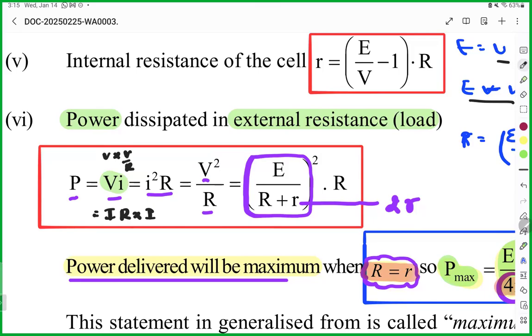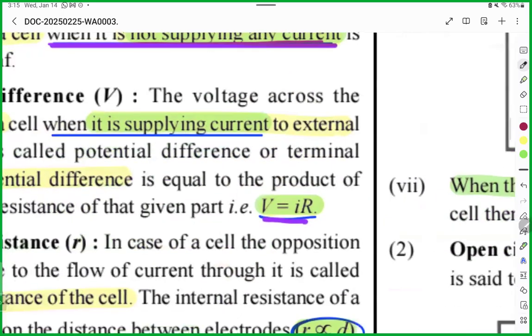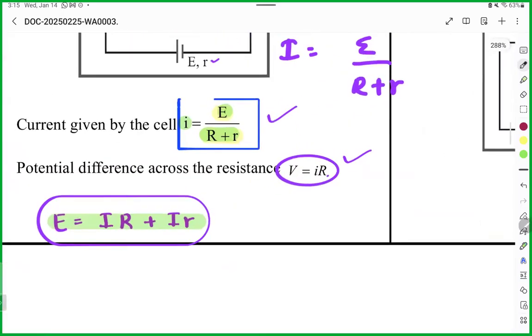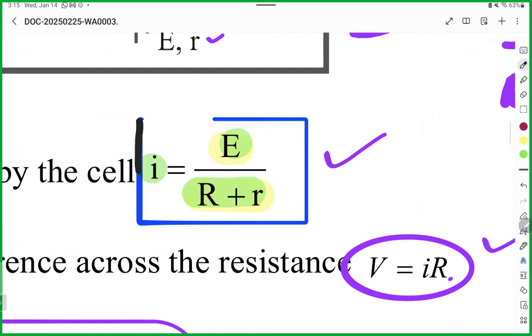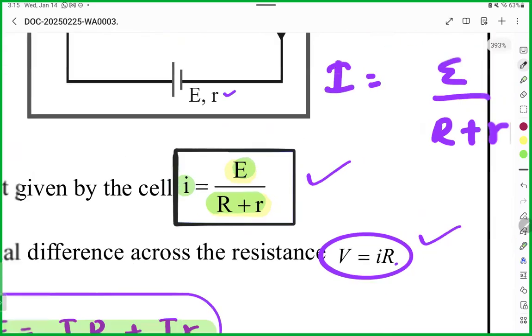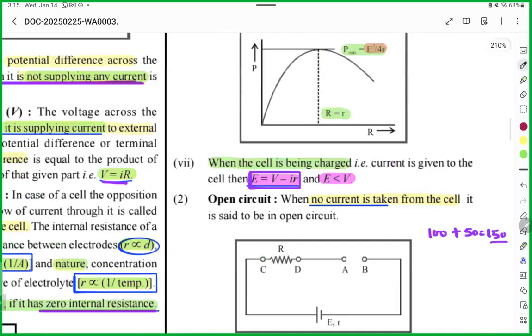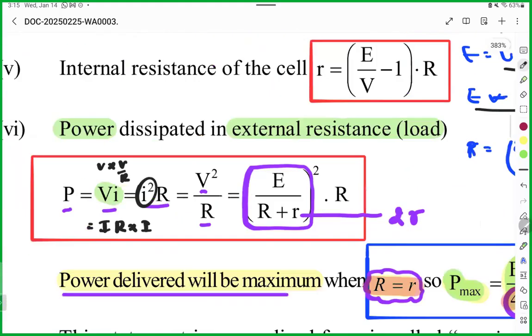Okay. And here the I value is equal to capital E by R plus r. We wrote the same. Okay, capital E. See this. What was your current value? I is equal to capital E divided by R plus r. Using the same formula, you use the same stuff here. Any doubt, guys?